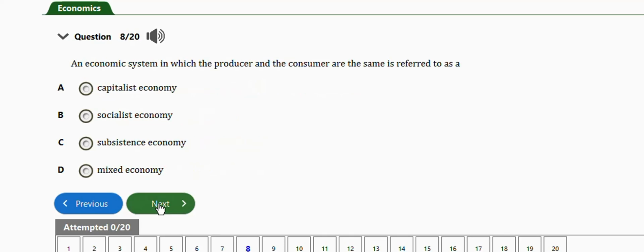The next question says an economic system in which the producer and the consumer are the same is referred to as: capitalist economy, socialist economy, subsistence economy, mixed economy. The right answer is option C, which is subsistence economy.